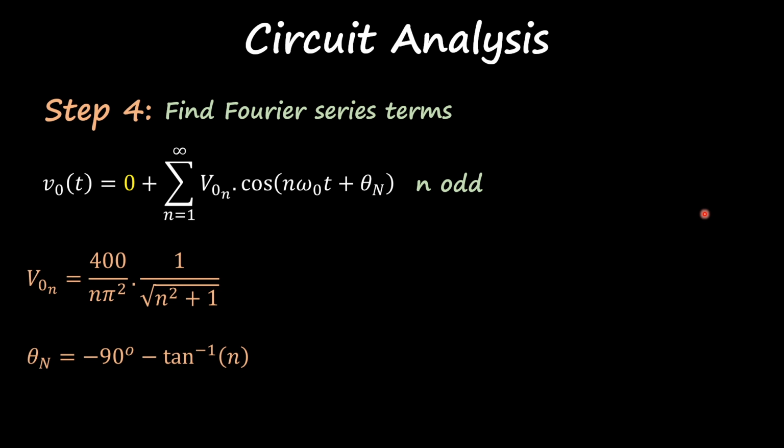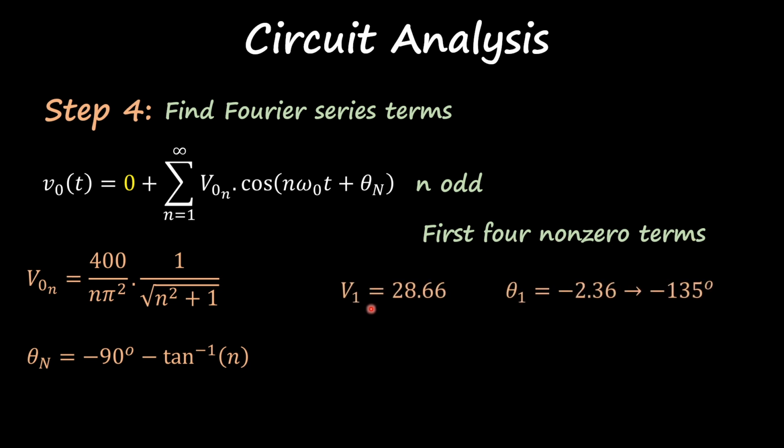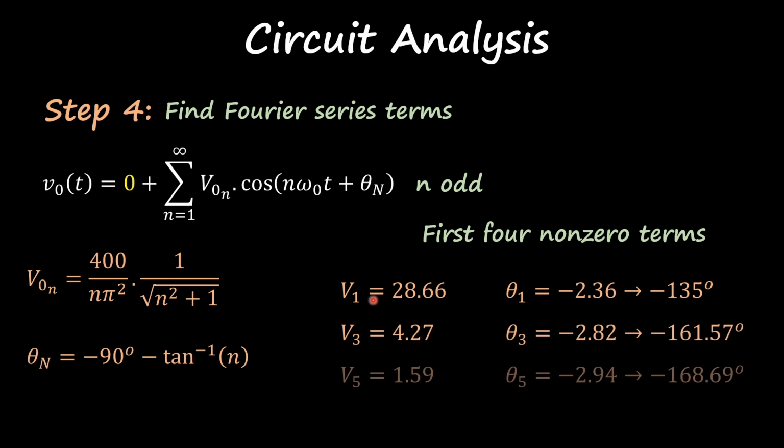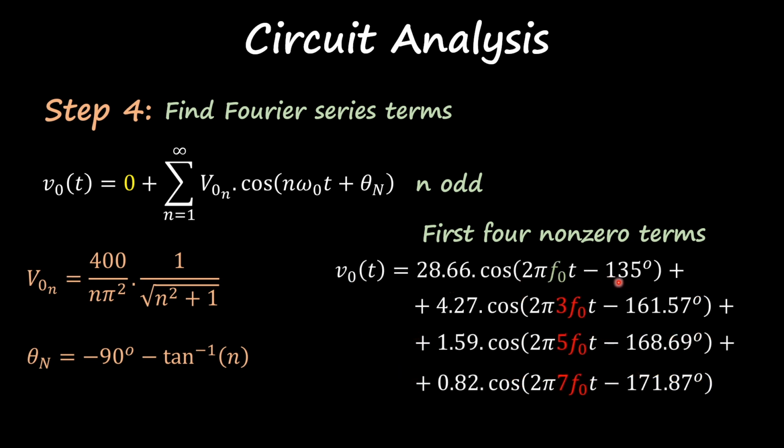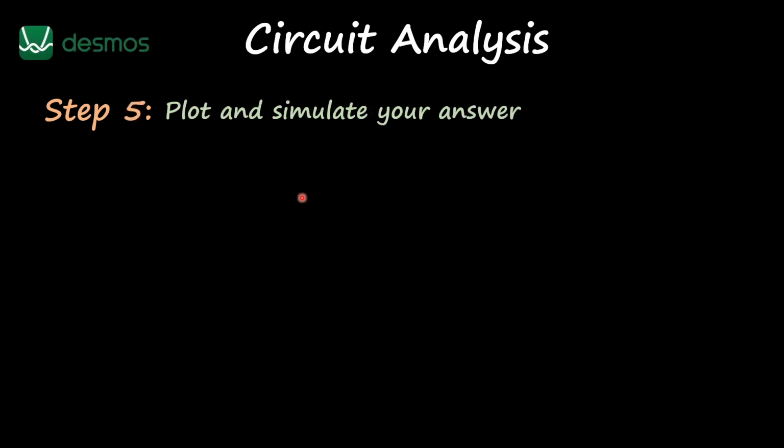Now on step number 4, we're going to find the Fourier series terms. Alright, and remember that we're trying to focus only on when n is odd. And we want to find the first 4 non-zero terms. So that means that I will get n equal to 1, n equal to 3, n equal to 5, and n equal to 7. I write that all down. And last step, step number 5, we're going to plot that information and see what we get and validate our answers. So let's see that on Desmos.